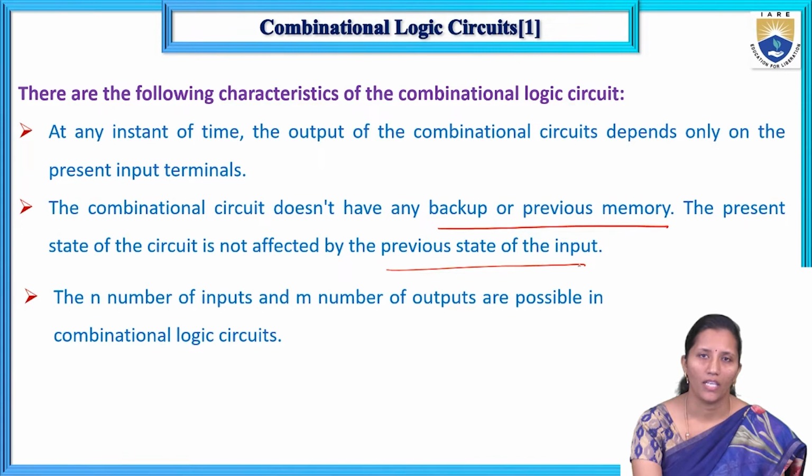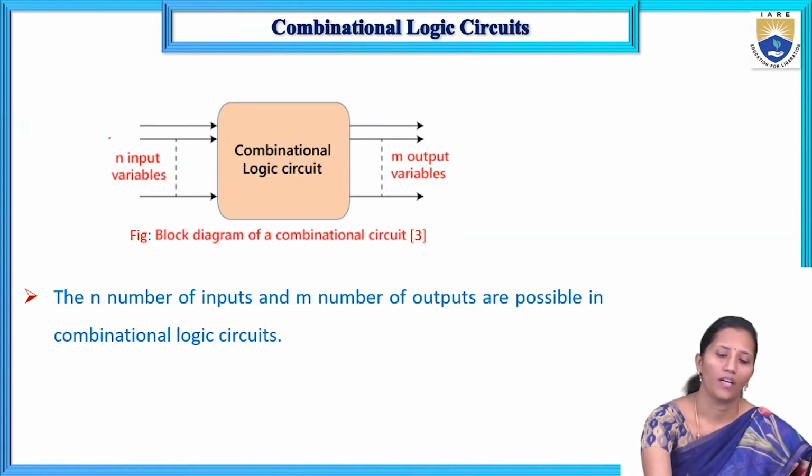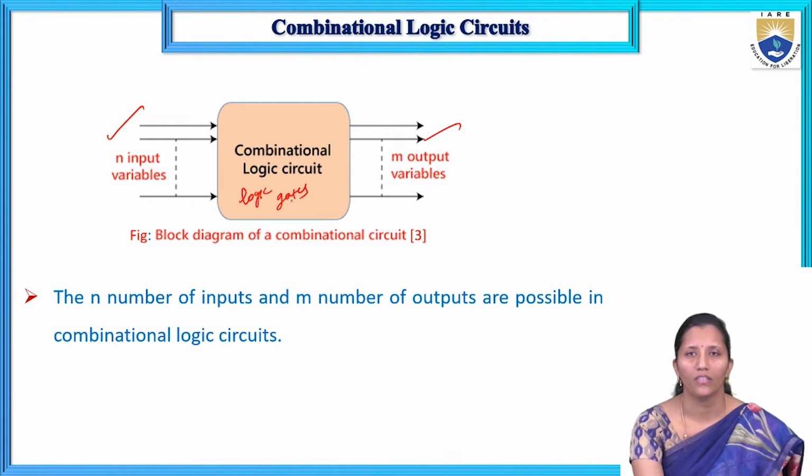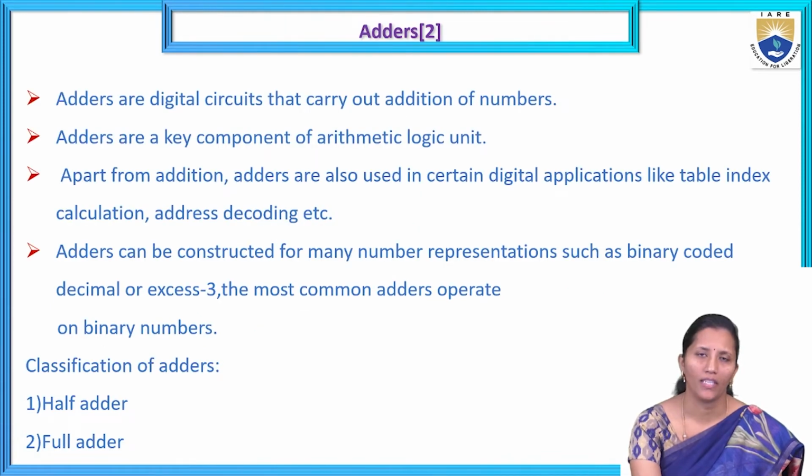It may contain n number of inputs and m number of outputs. The logic circuit is built by using logic gates in the combinational logic circuit. The basic combinational logic circuit is the adder. In this session we are going to discuss about the adders and subtractors. Here we will discuss what is adder, what are the types of adder, and the construction of adders.